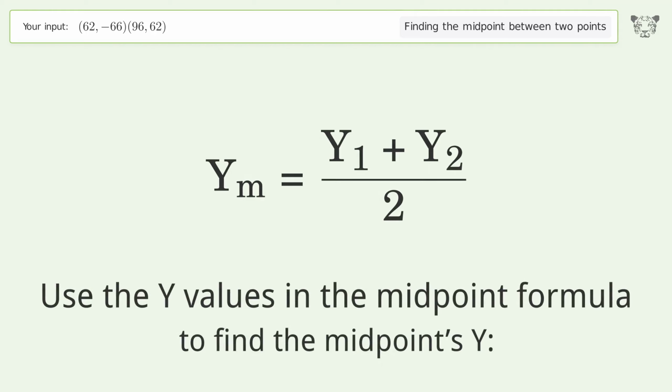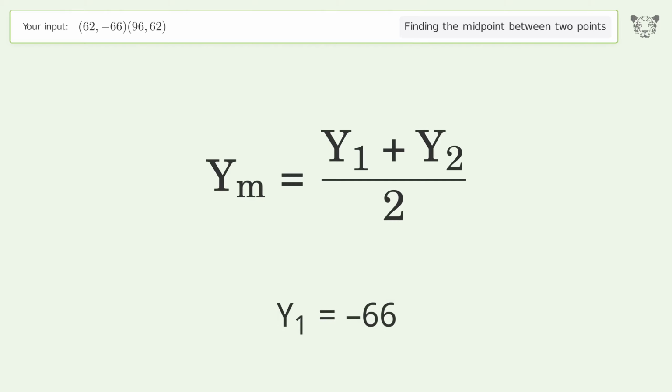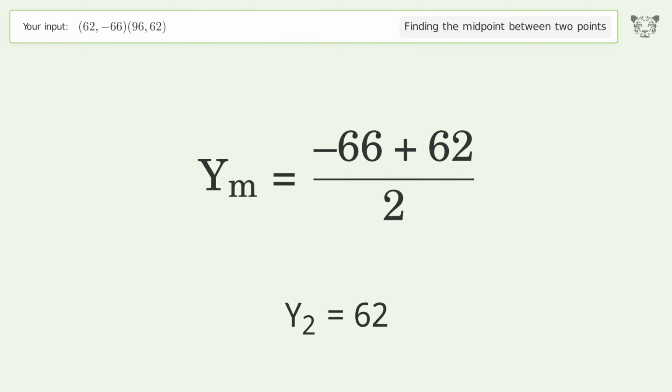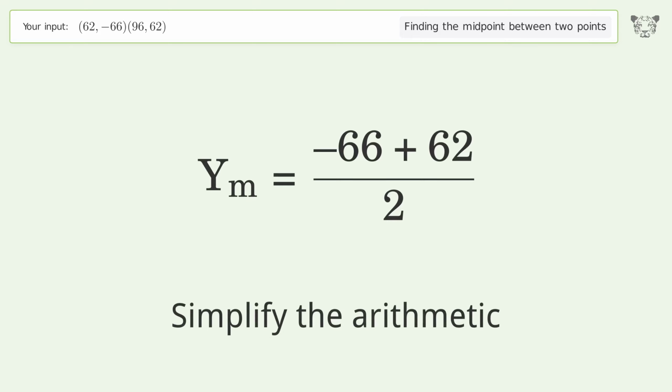Use the y values in the midpoint formula to find the midpoint's y. y1 equals -66. y2 equals 62. Simplify the arithmetic.